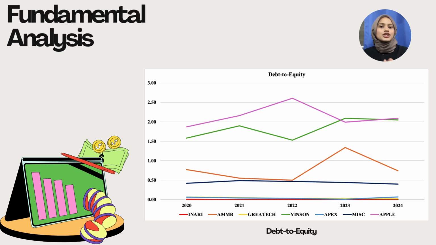Lastly, the debt-equity ratio tells us how much debt a company uses compared to shareholder equity. A lower ratio usually means less risk. Companies like Greentech and Inari had very low or zero debt, which is a good sign for financial health. On the other hand, Instant and MISC had high debt-to-equity ratios, meaning they rely more on borrowing to grow. This helps us balance between high growth but risky companies and those with strong financial stability.